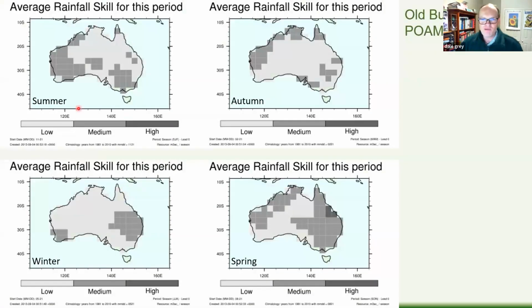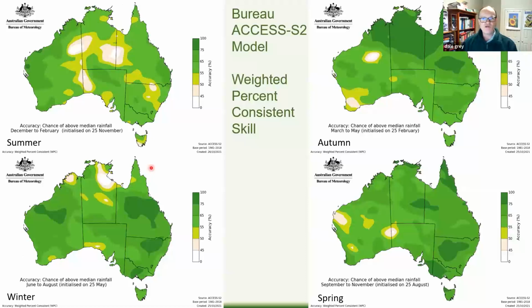So this is the old POAMA model. You can tell that because it's got that same 250K grid. This was the skill of that model in summer, autumn, winter, and spring. And you can see that at certain times of the year, that model had no skill in large areas of Australia. And spring was its purple patch in eastern Australia. And, you know, there was only one area of Queensland where that model had high skill at any time of the year. I can't remember what the actual measurement was that they were using here. Anyway, it doesn't matter because this model doesn't exist. This is the new model, ACCESS-S2.